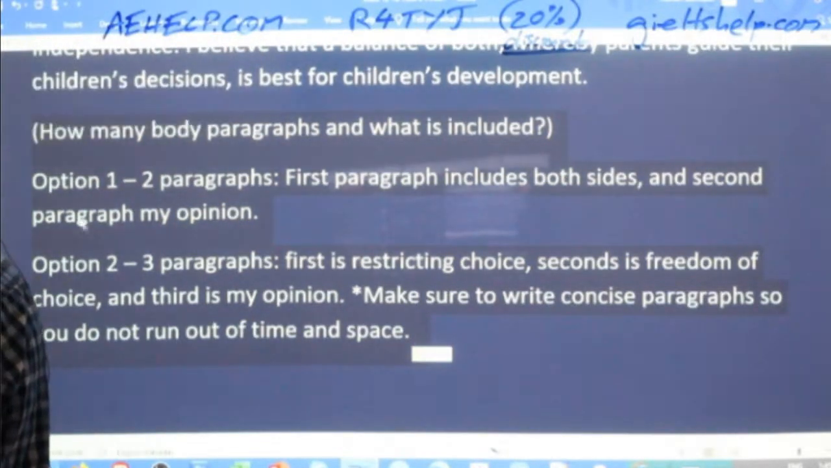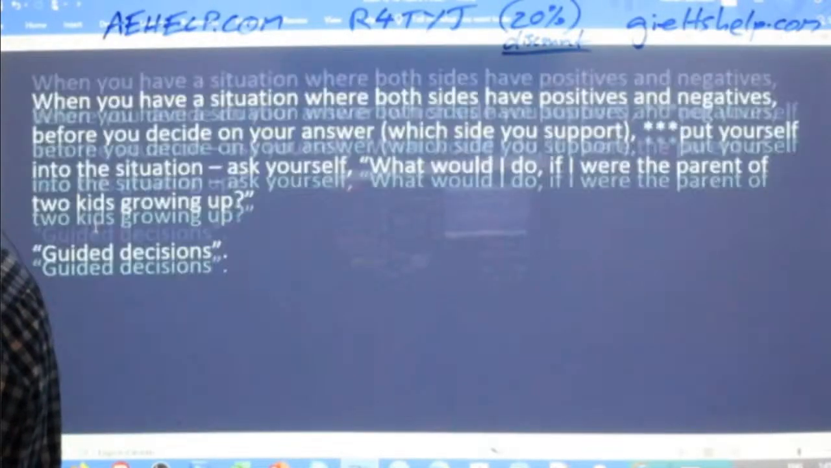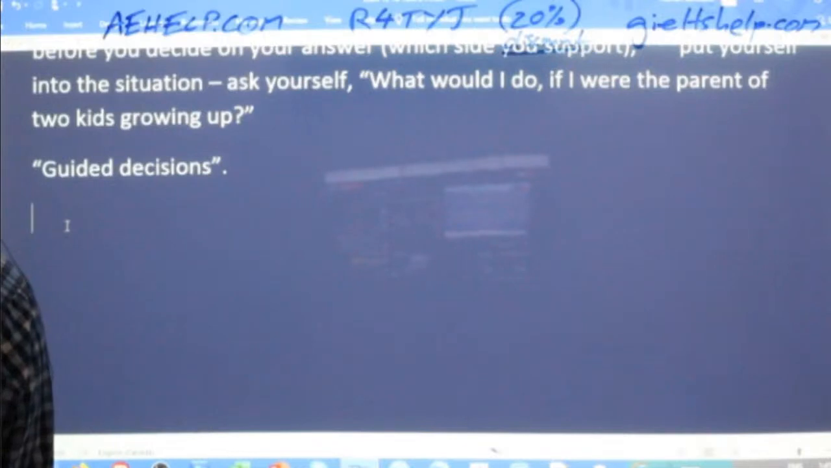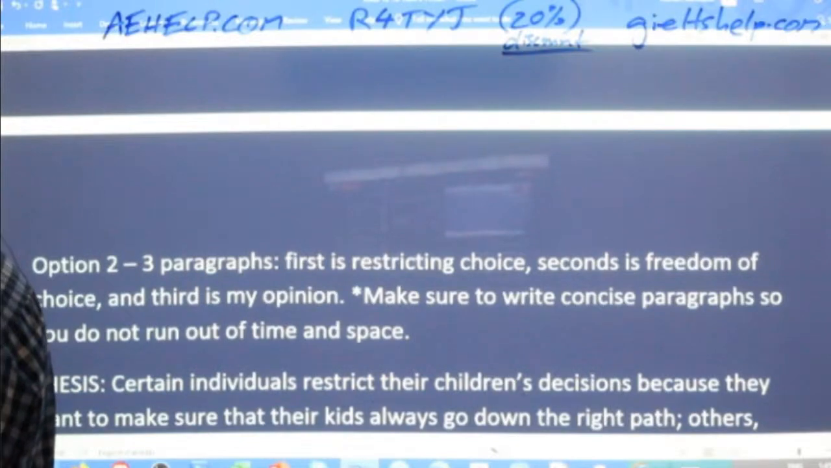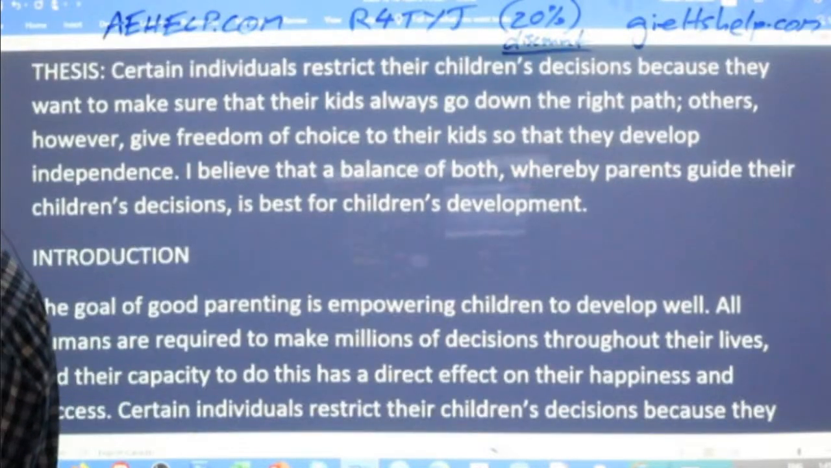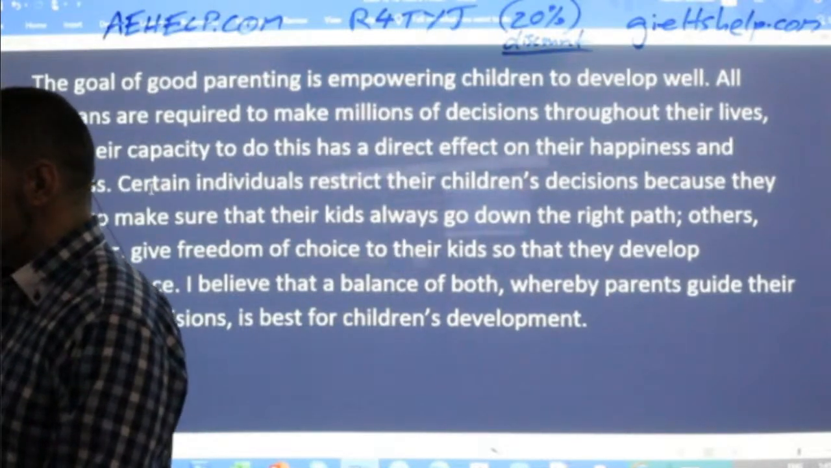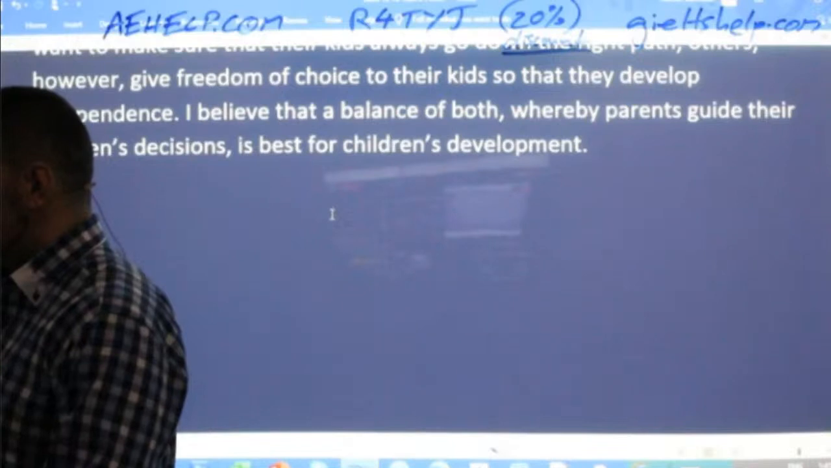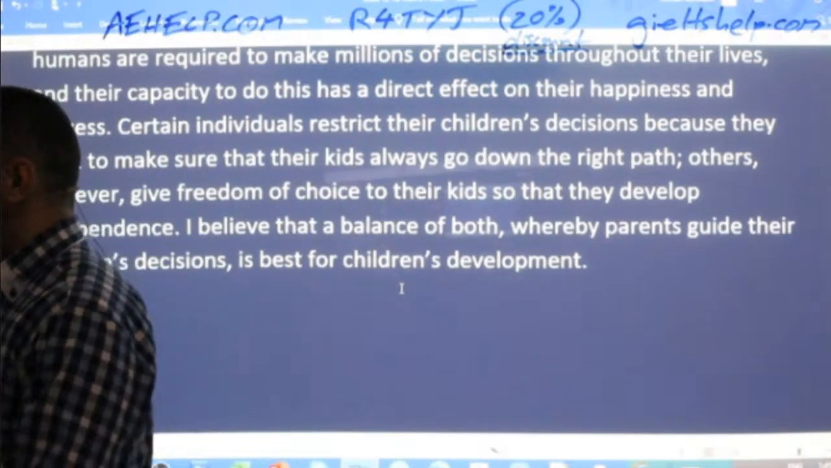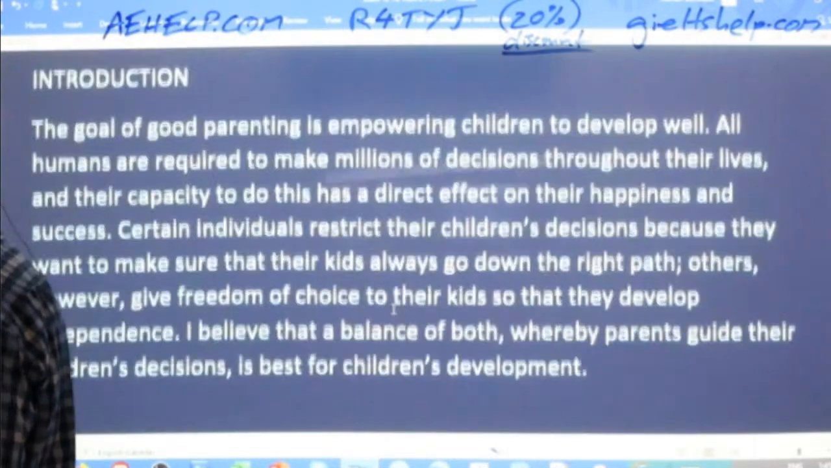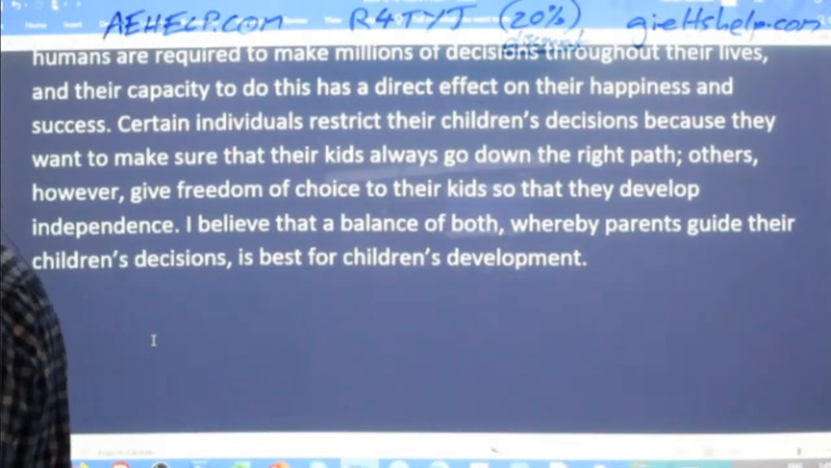and we'll start with body paragraph 1, which is restricting choice. The reason why I want to start with restricting choice anyway is because, in my opinion, it's what I least agree with. So if I had to choose between either restricting choice or giving freedom of choice, I would probably give freedom of choice. Neither will lead to a necessarily successful, happy life in the end, but at least in the second one, kids get to do what they want, not what their parents want. So if I had to choose between the two, then I would still choose freedom of choice. Okay. All right, so let's do body 1.